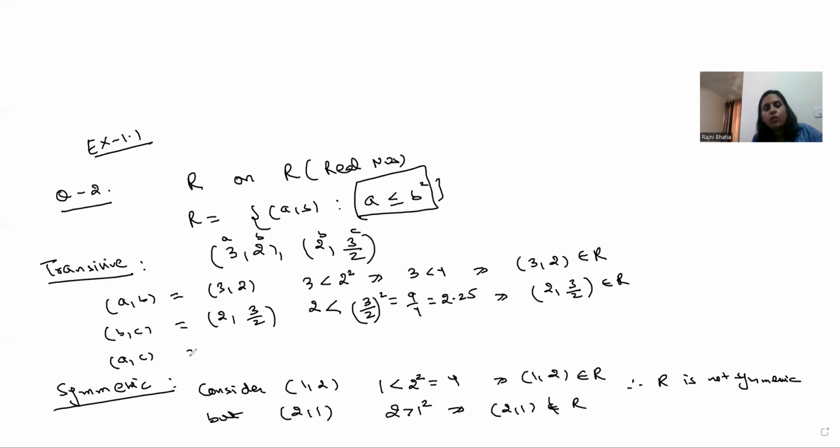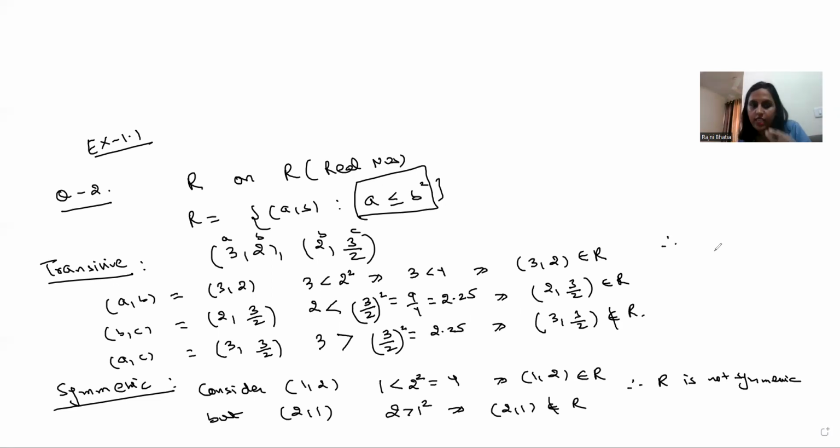But if we consider (a, c), which is (3, 3/2), I need to compare 3 with the square of 3 by 2, which we have calculated as 2.25. And I can clearly say that 3 is greater than 2.25. So we can say that (3, 3/2) does not belong to R. And therefore, we have given an example where (a, b) belongs to R, (b, c) belongs to R, but (a, c) does not belong to R. And therefore, we can say that the relation R is not transitive.